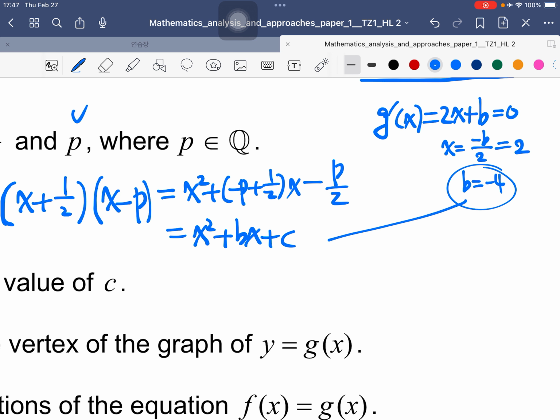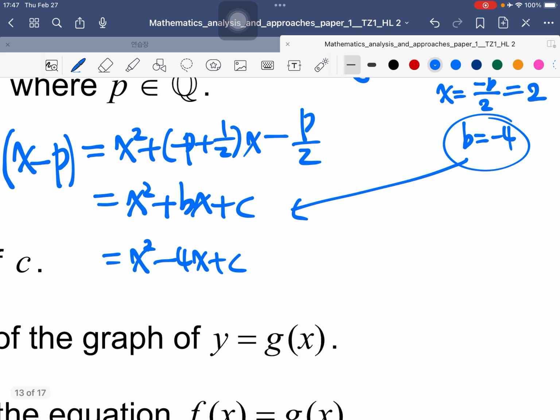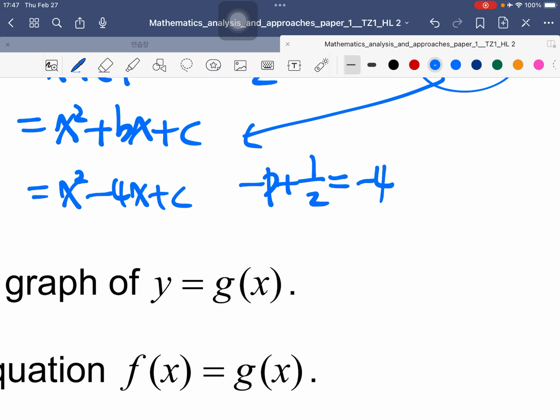So entering this value over here, this one becomes x squared minus 4x plus c. So now it's clear that minus p plus 1 over 2 must be negative 4. So p goes on the right side and negative 4 goes to the left side. 1 over 2 plus 4. So p becomes 9 over 2.